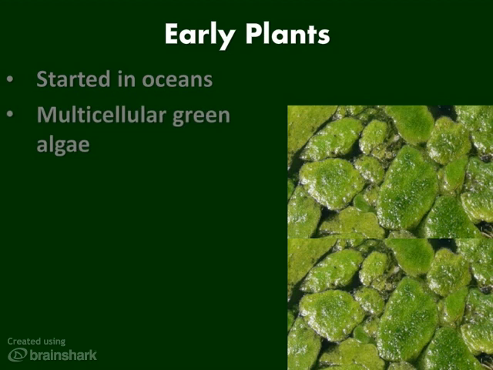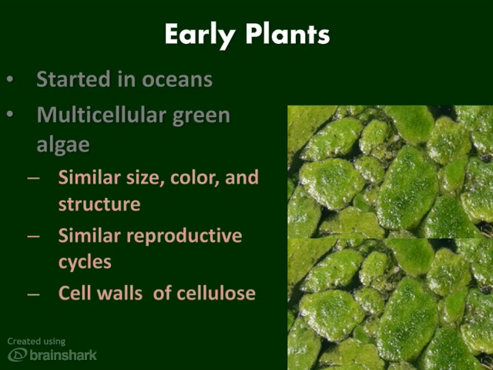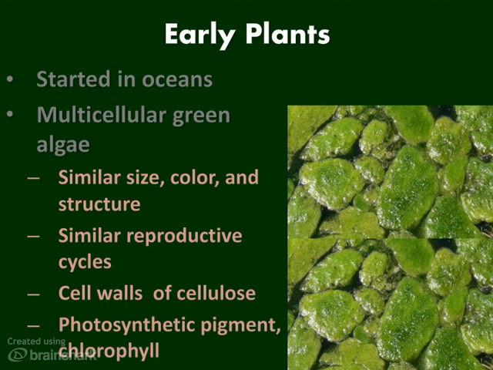Its cells were similar in size and color and appearance to larger plants, but as they soon discovered, the similarities did not stop there. The algae that they looked at have a similar reproductive cycle to plants, and they have cell walls made of cellulose. Algae also contains the photosynthetic pigment chlorophyll. So scientists think that the earliest plant that exists was algae, very similar to the algae that we have today.